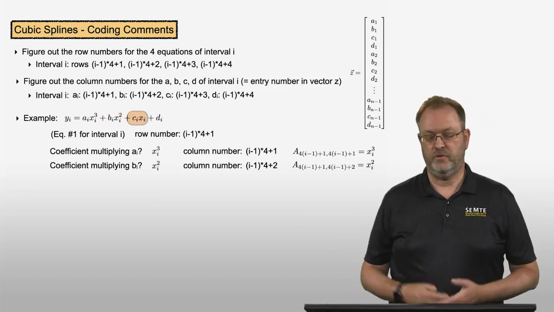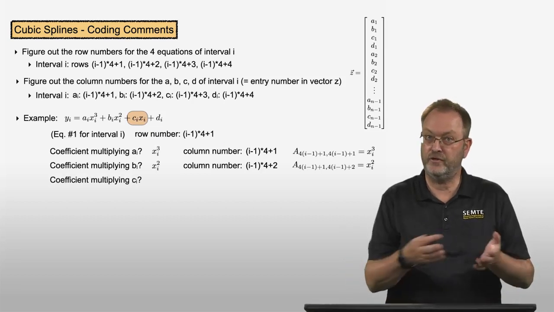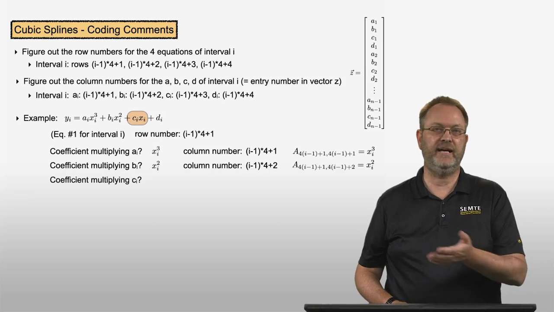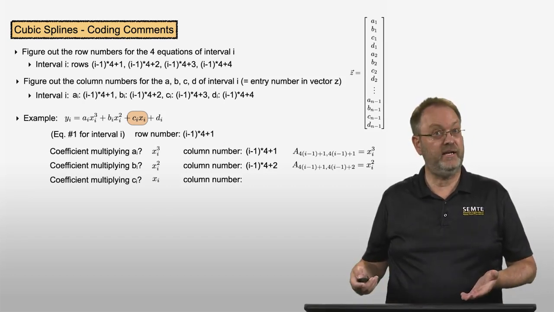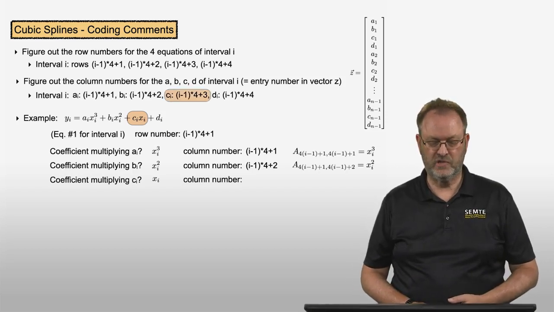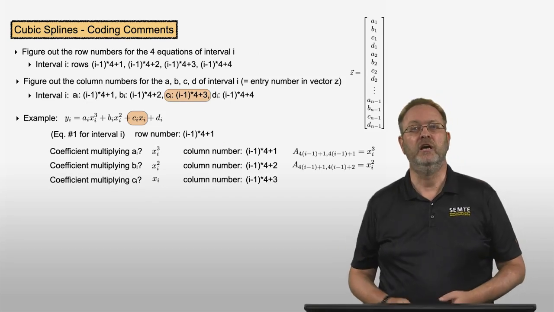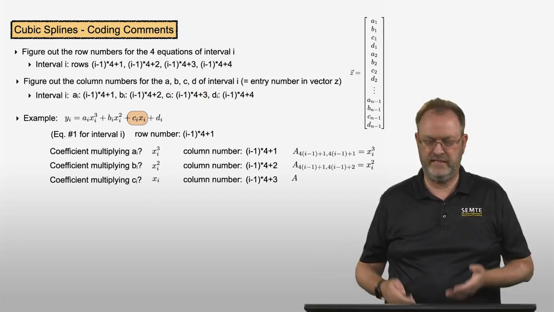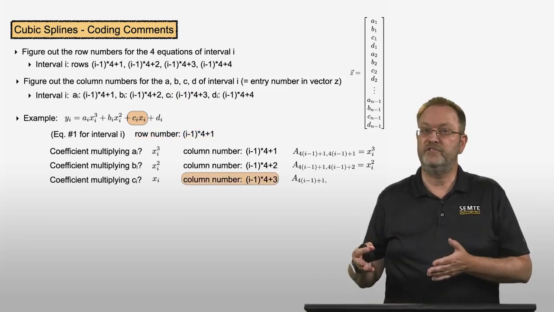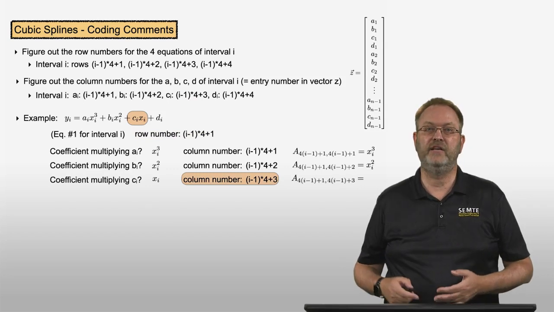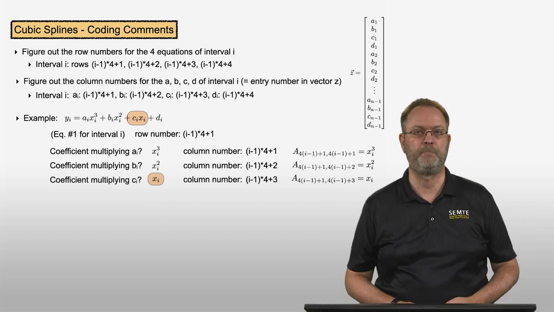Okay, on to the next quantity, which is ci. What's the coefficient multiplying ci that goes into the matrix? Well, ci gets multiplied by xi. That's the coefficient. What's the column number for ci? Well, it is (I minus 1) times 4 plus 3. Good. So therefore, the entry into the matrix A, still the same row number, (I minus 1) times 4 plus 1. But the column number is now the one associated with ci. That's (I minus 1) times 4 plus 3. And that entry has to be this xi.